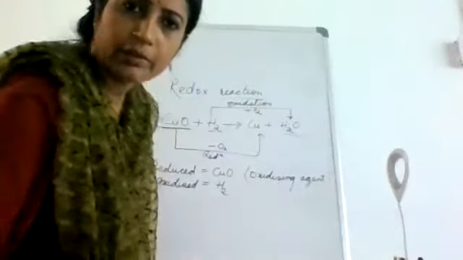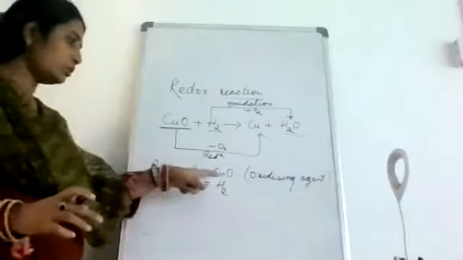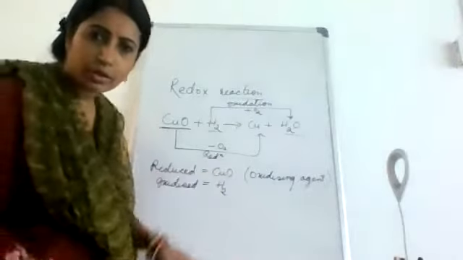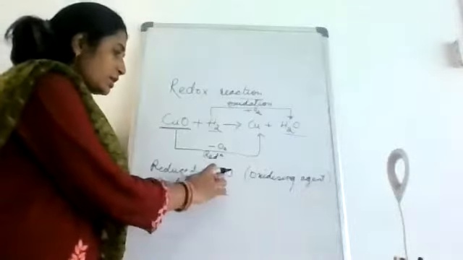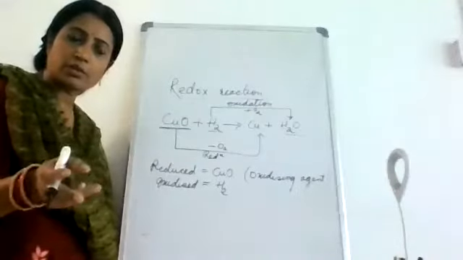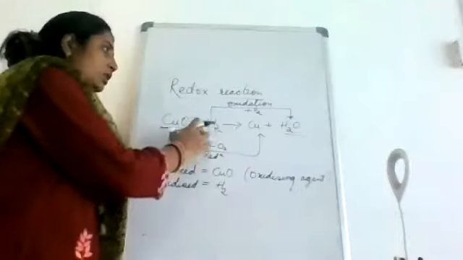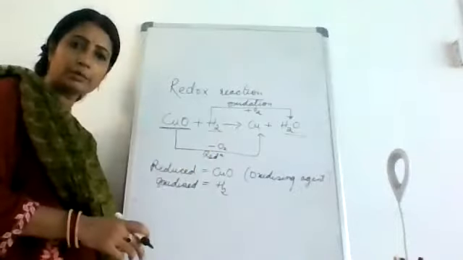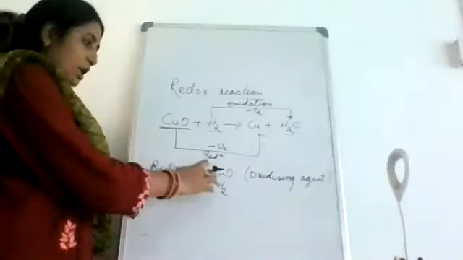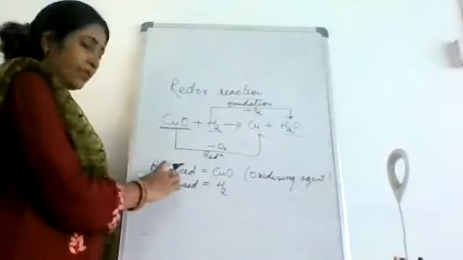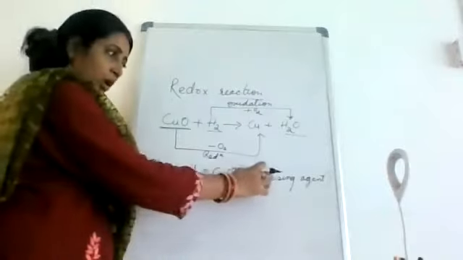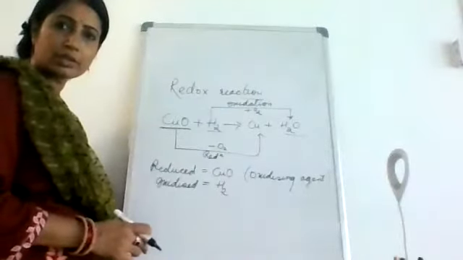Very good. Very well said. So CuO is said to be oxidizing agent because it is getting itself reduced. Reduction means removal of oxygen. So when it loses oxygen, only then will it give oxygen to the other reactant, and the other reactant will be oxidized. So the substance which gets itself reduced and oxidizes the other is called an oxidizing agent.